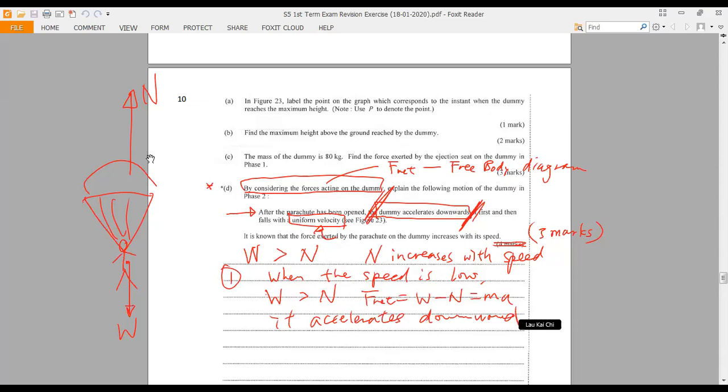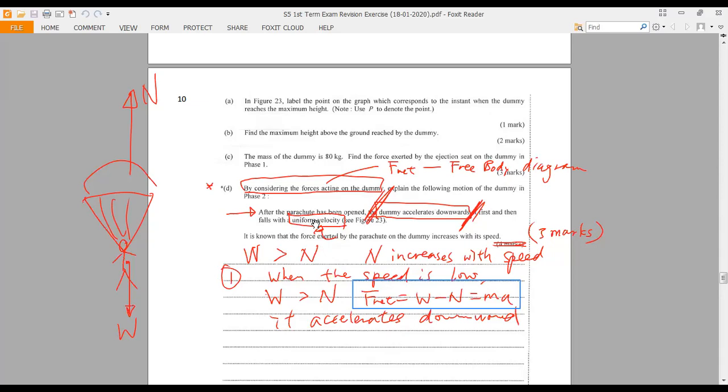I want to highlight again, answer the questions by using Newton's second law. Be able to write this relationship. This one, this relationship. Let me put a rectangle here. You use this sentence to answer the question. Okay, later on, why would it become uniform velocity?